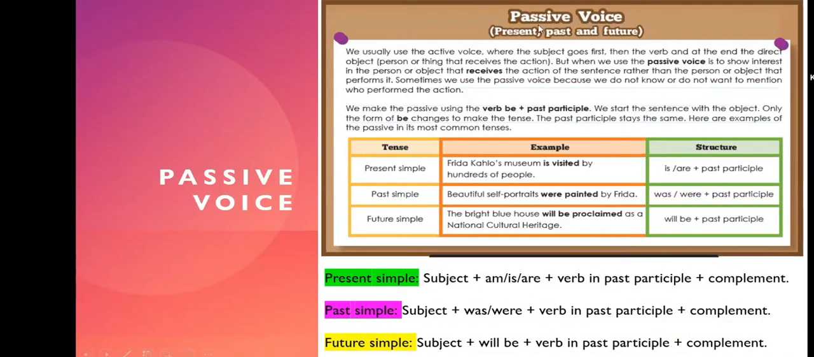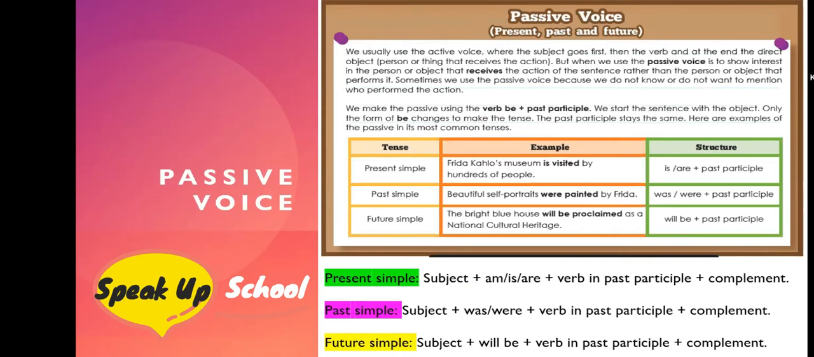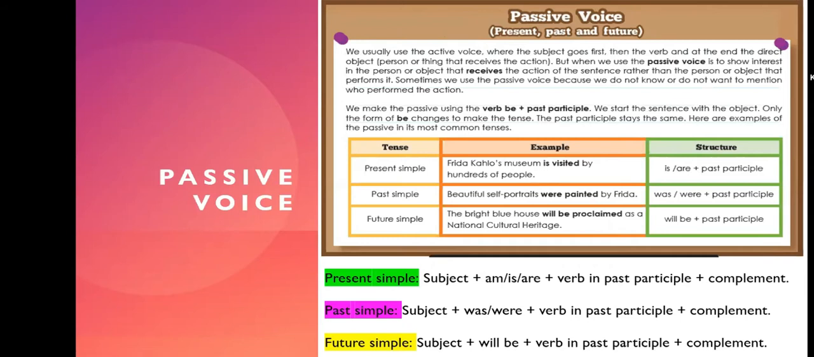Voice, guys. We have three different passive voice tenses. As always, we have present, past, and future. When do we use passive voice? We use passive voice when we want to put the object of the sentence in the first place. You're going to understand it a little bit better when I show you some examples, but it says we usually use the active voice where the subject goes first, okay?